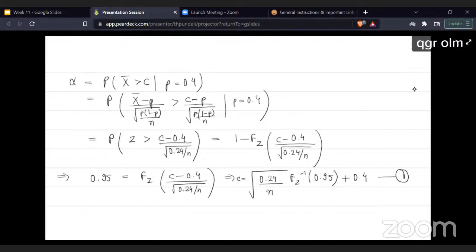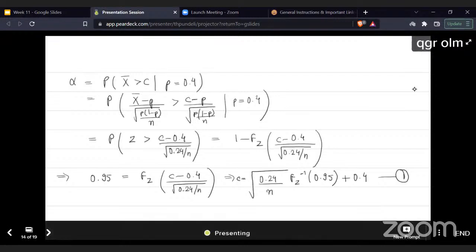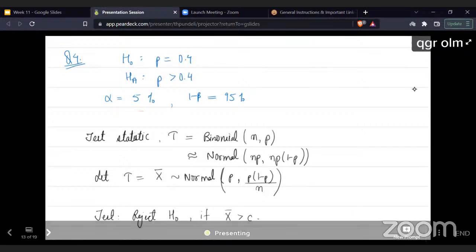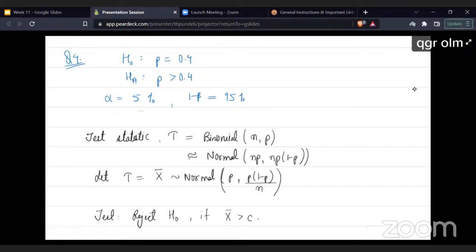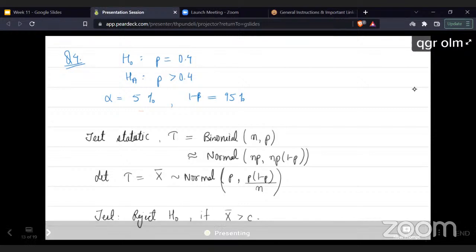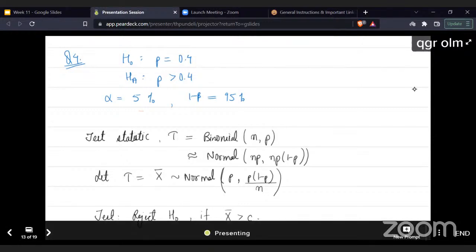So what I would suggest is, for such kind of problem where we are using the proportion, you try to solve first by using the test statistic to be binomial NP, and the other one to be the sample mean, where it is approximating to normal P comma P times 1 minus P by N. The other is normal NP times 1 minus P. Both will give you the same. The second option is more suitable because we are habituated like this now. So you use the second one. It is fine.